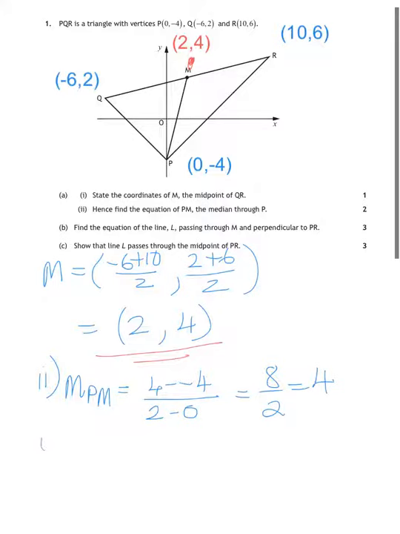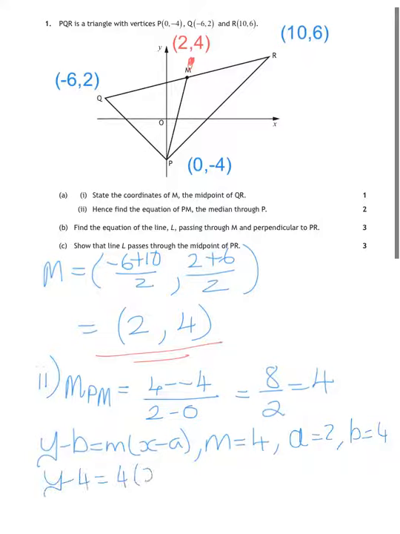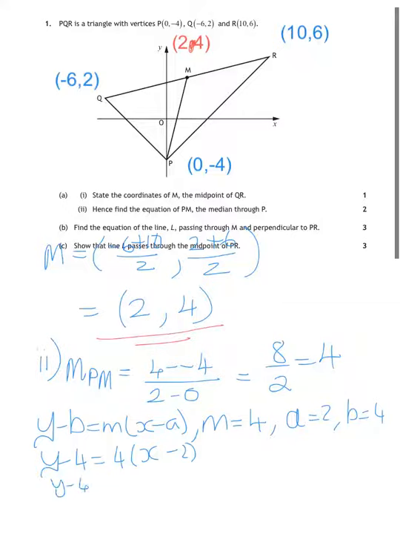Now we're just going to put all the information into y minus b equals m times x minus a. So we're using a gradient of 4. I can choose either of these points, so I could use 2 and 4, or I could use 0 and -4. I'm going to choose 2 and 4. So a equals 2 and b equals 4. So y minus 4 equals 4 times x minus 2. So y minus 4 equals 4x minus 8. And to tidy everything up, we'll just move everything to one side. So we're going to have 4x minus y minus 4 equals 0.